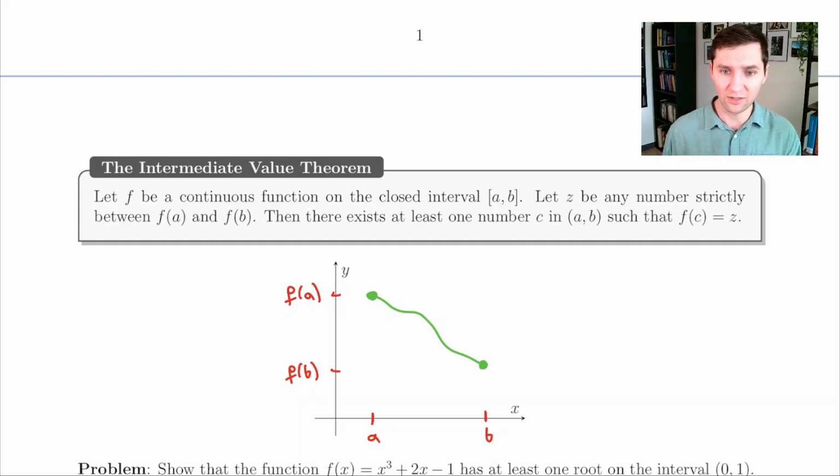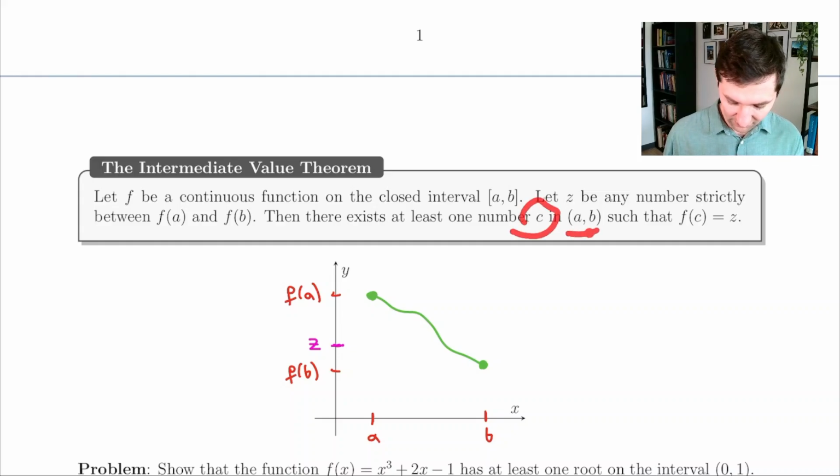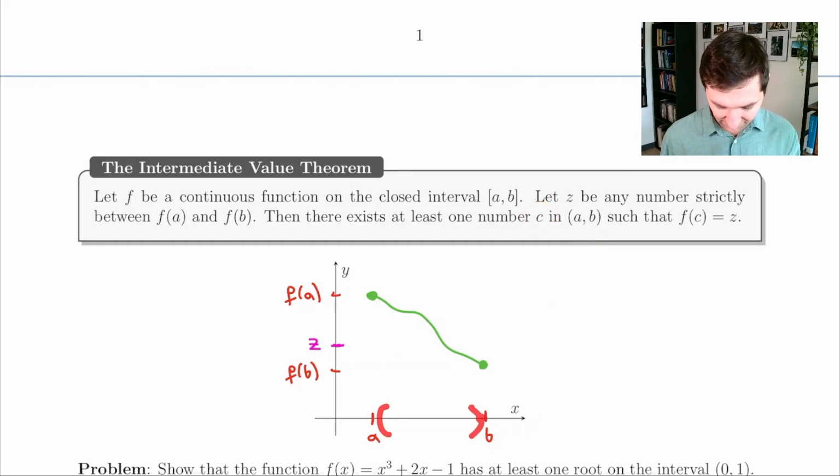According to the Intermediate Value Theorem, if z is any number strictly between f of a and f of b, so if z is somewhere here, let's say z is right there, then there exists at least one number c in the interval from a to b. There must be some number in here such that the value of f at c equals z.